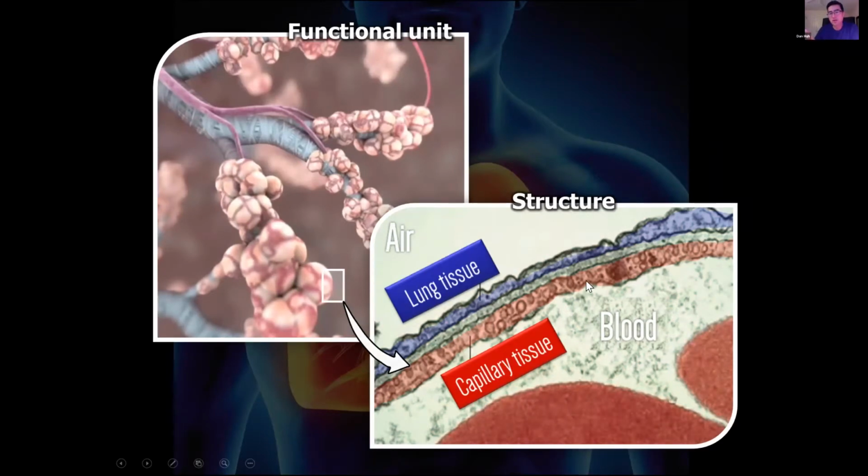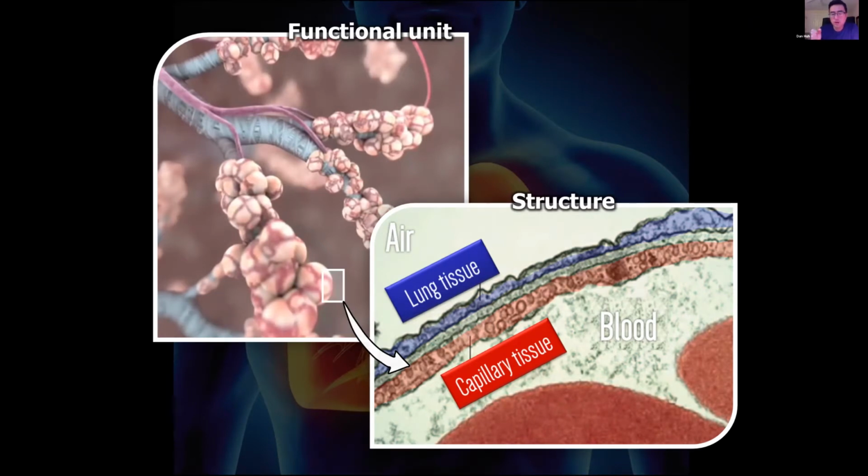Looking at the section, we would say, so this is the key structural feature we want to mimic. We want to mimic this three-layer structure consisting of lung tissue on one side and capillary tissue on the other side, separated by a thin interstitium in the middle.